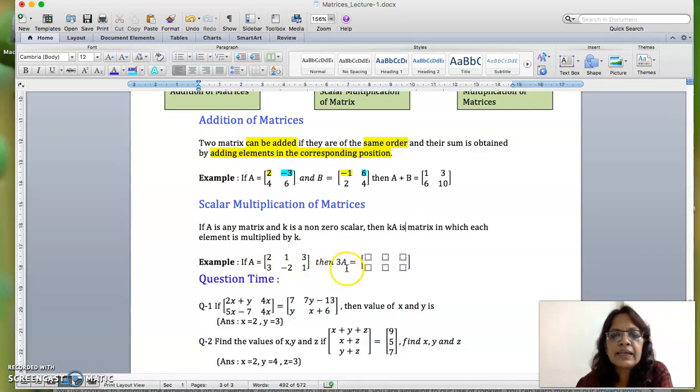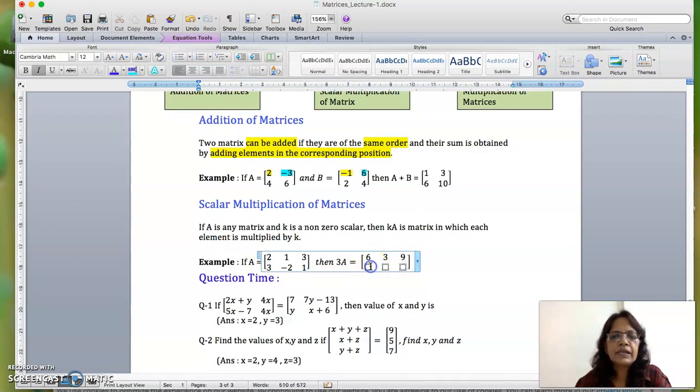then 3A means we are going to multiply each element of this by 3. So this will be 6, this will be 3, this will be 9, this will be 3, again 9, this will be minus 6 and this will be 3. So this is known as scalar multiplication.